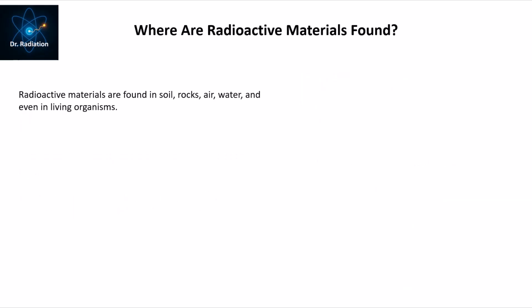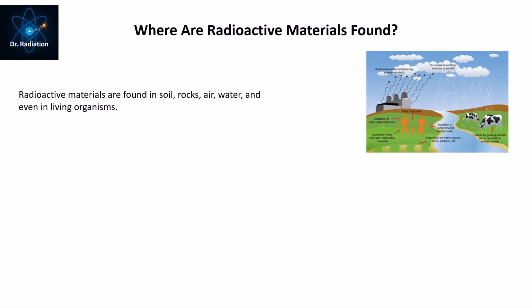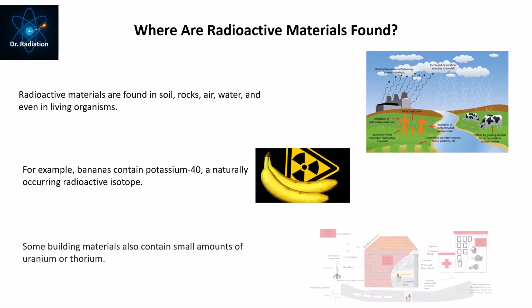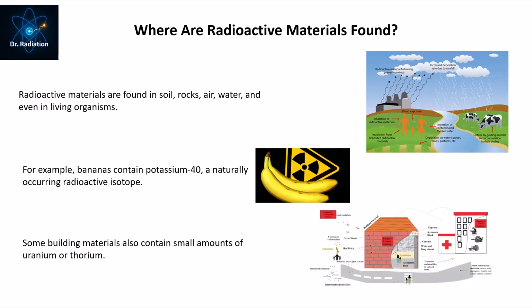Radioactive materials are found in soil, rocks, air, water, and even in living organisms. For example, bananas contain potassium-40, a naturally occurring radioactive isotope. Some building materials also contain small amounts of uranium or thorium.